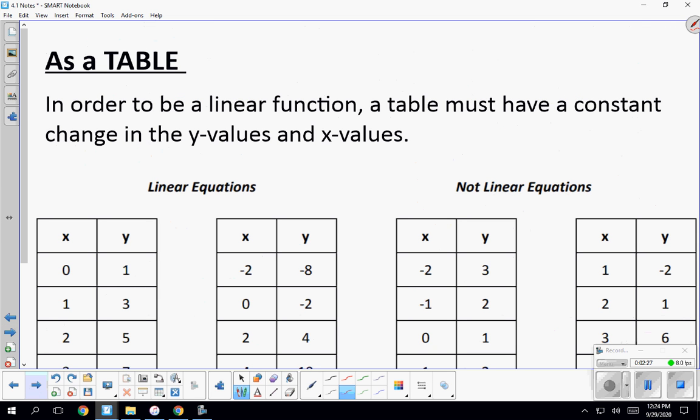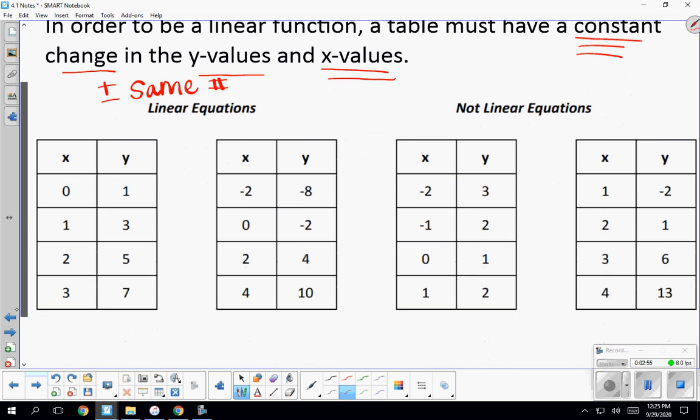If we look at tables, we do need to make sure that our table is set up in a way that we can answer the question. So first, we're going to start by making sure we have a constant change in our x values. If we do, then we can determine what type of function it is. If it's a linear function, it is also going to have a constant change in the y values. And that just means we're going to either be adding or subtracting the same value over and over again.